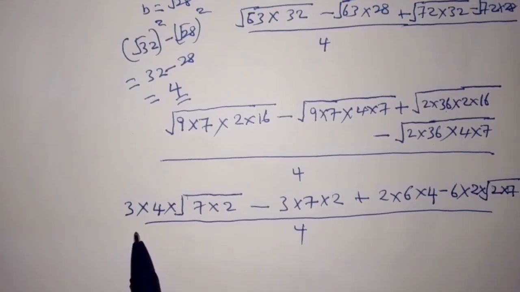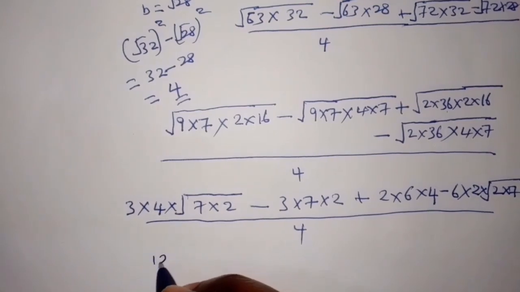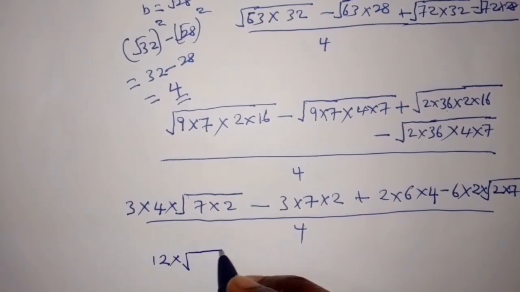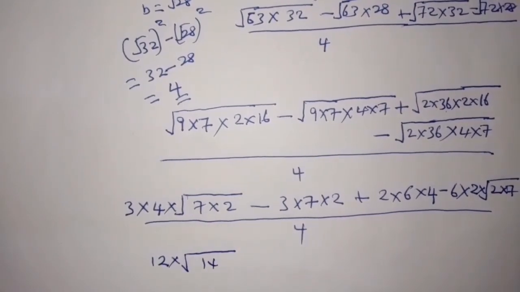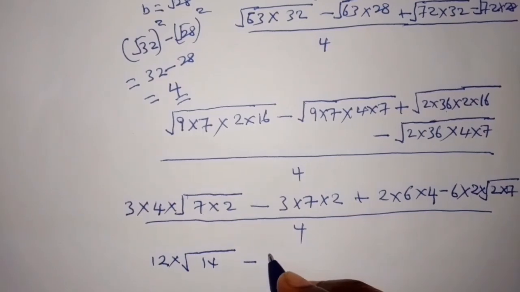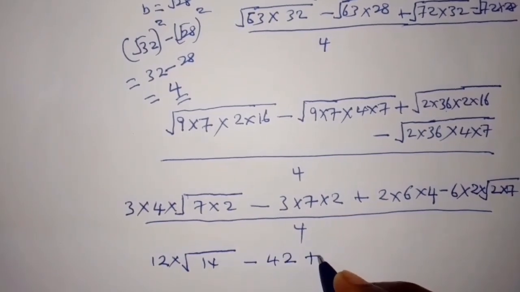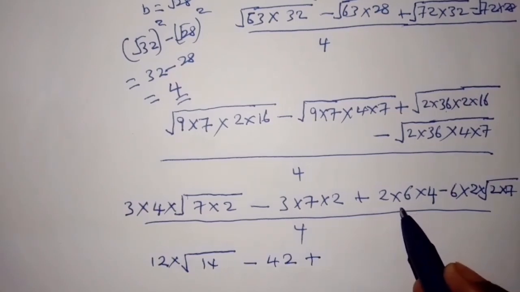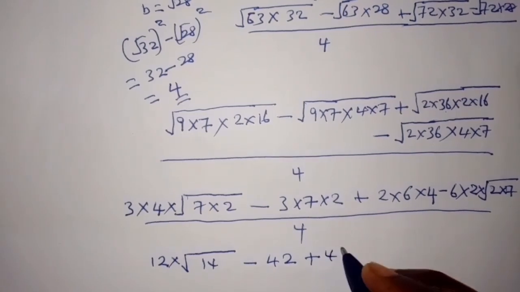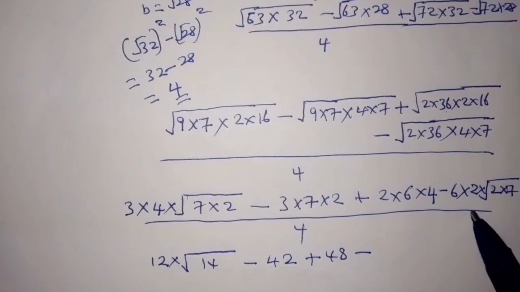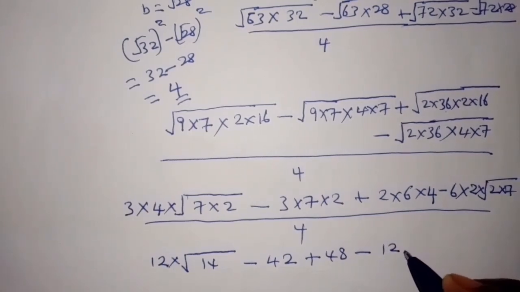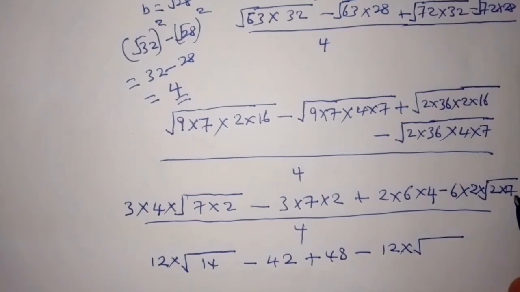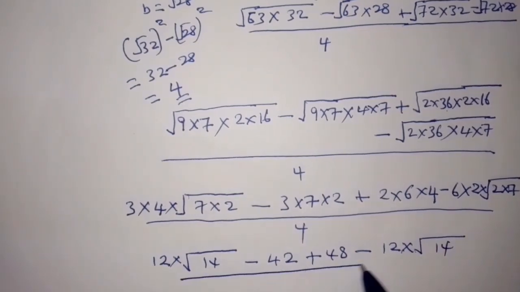So from here, 3 times 4 is 12 times square root of 7 times 2 is 14, minus 3 times 7 times 2 is giving us minus 42, plus 2 times 6 times 4 is giving us 48, minus 6 times 2 here is 12 times square root of 2 times 4, which is giving us 14 over 4.